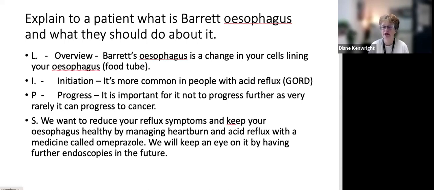If you develop difficulty swallowing, a feeling of something being stuck, like food in your esophagus, or any kind of vomiting with bleeding, then you should come back and see us straight away. Okay.